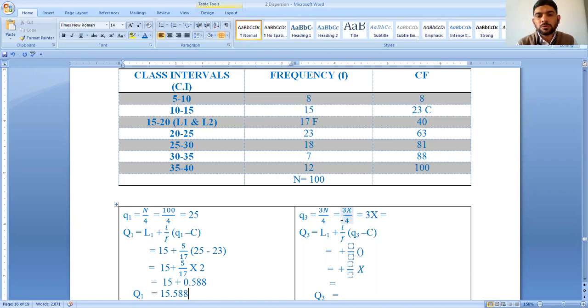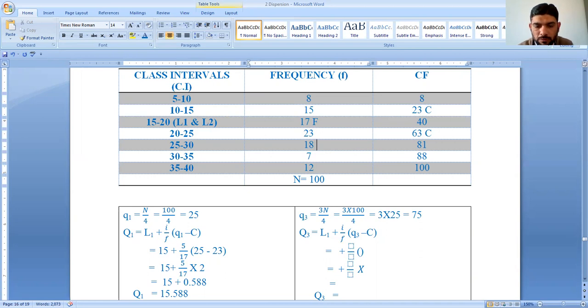Now we have to find out Q3. Q3 is equal to 3n upon 4, that means 3 into 100 upon 4. 100 upon 4 means 25. 25 into 3 is equal to 75. Now we have to find out where the 75th value lies in this CF. The 75th value lies in 81. The upper value corresponding to the CF will be 63. 63 will be the C.